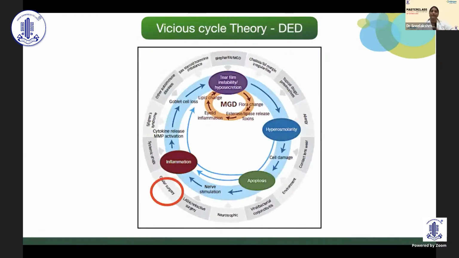So if you see this vicious circle theory, ocular surgery induces cytokine release and MMP activation, which in turn leads to goblet cell loss. There will be tear film instability caused by this, and then hyposecretion. Then the pH changes and hyperosmolality leads to cell apoptosis. This is the cycle.